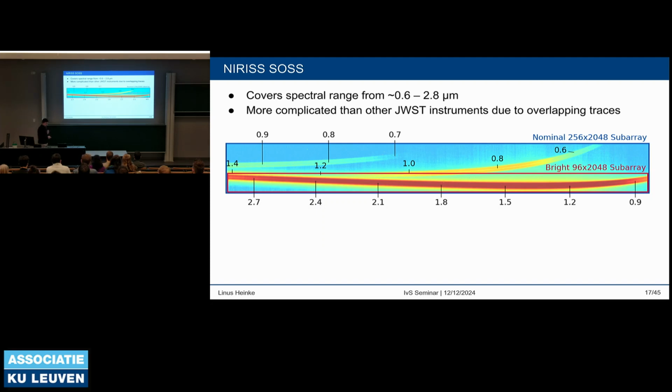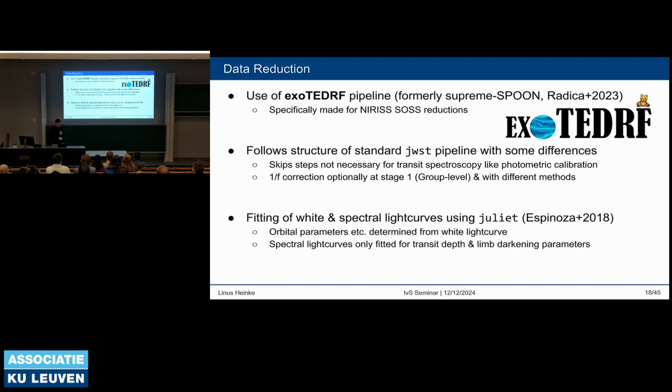And then how did I do the data reduction? I used the exoTEDRF pipeline, which is one of the publicly available pipelines. There are several, but this one is specifically made for NIRISS SOSS reductions and takes some of the peculiarities of that data into account. And many of these pipelines that we use basically use a standard JWST reduction pipeline in the background, and then they apply some additional tweaks for transmission spectroscopy, leave out some steps, and provide some alternatives that might improve the results.